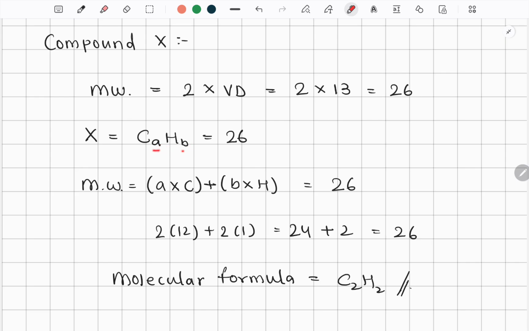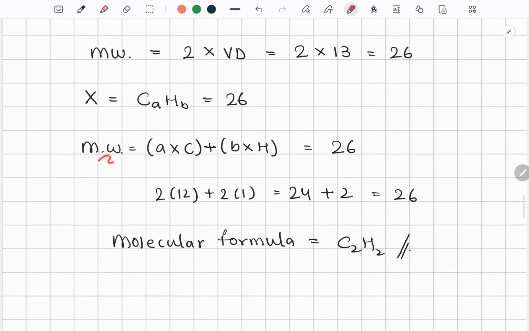Okay, so instead of putting any number, we write arbitrary constants A and B. So let's suppose CaHb is equal to 26. That is, the total molecular weight is 26. We just have to calculate the molecular weight and substitute the values of A and B in order to get 26. So this is basically a trial and error method, where we substitute different values of A and B and try to match the value with the molecular weight.